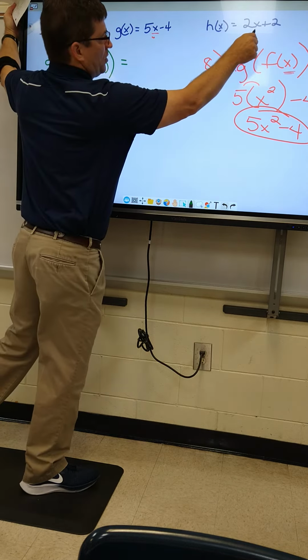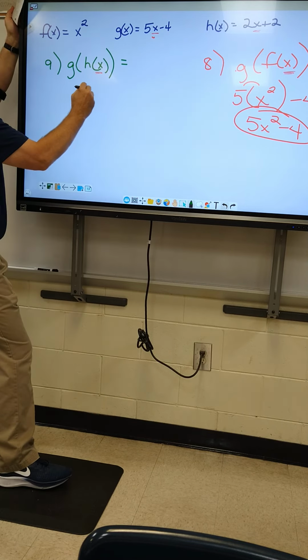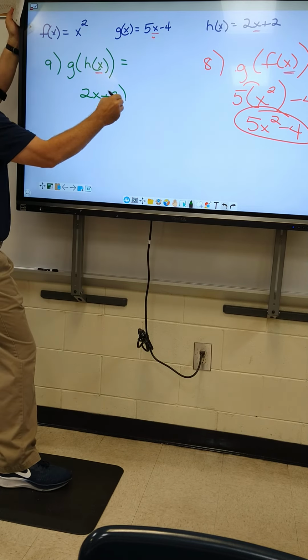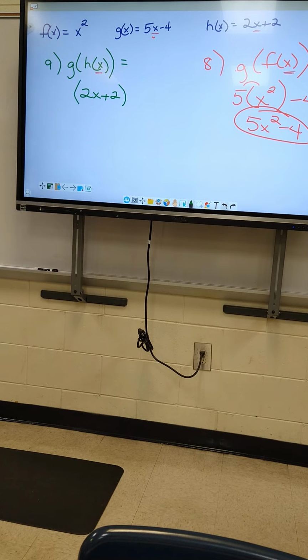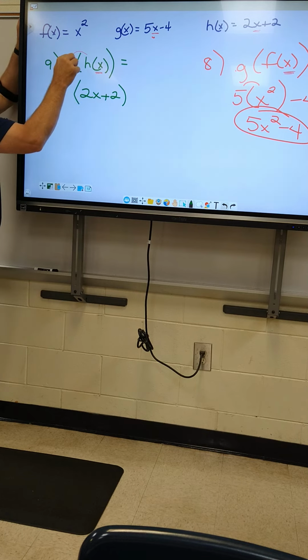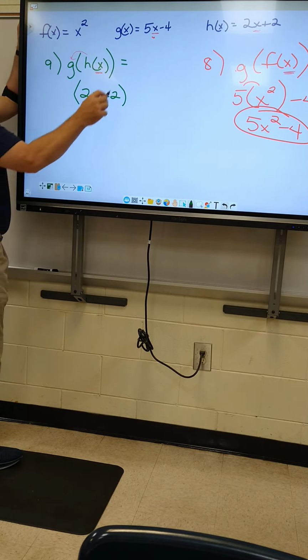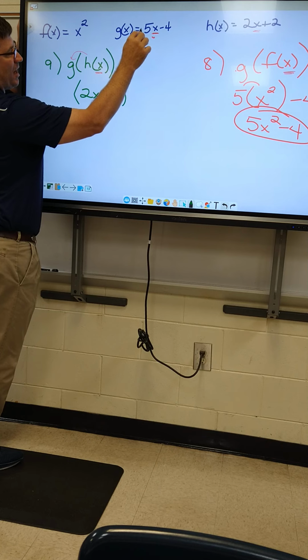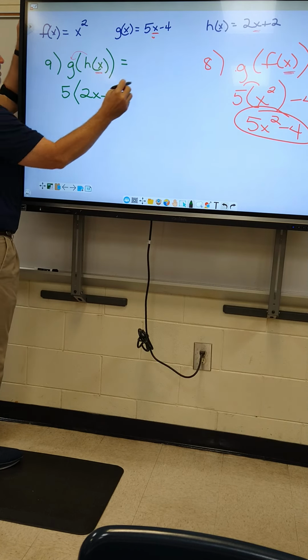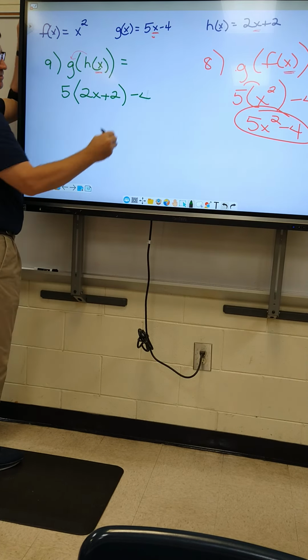All right, X is already plugged in there, right? So I just bring it down. And don't forget, you got to put parentheses around it. Now what do I do? I take this and I plug it into G. So when I plug it right here, remember, you got to put the 5 in front of it and you got to put the -4 behind it.